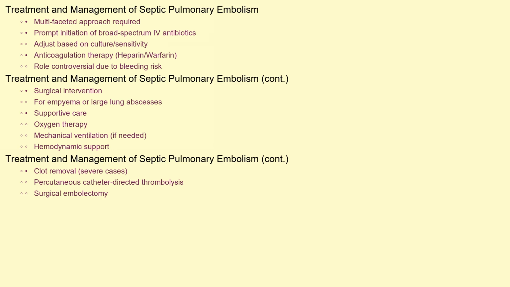Treatment and management of septic pulmonary embolism requires a multi-faceted approach. Prompt initiation of broad-spectrum intravenous antibiotics is crucial, with subsequent adjustments based on culture and sensitivity results. Anticoagulation therapy with medications like heparin or warfarin is often used to prevent further clot formation, although its role is controversial in the setting of infection and bleeding risk. Surgical intervention may be necessary in cases of empyema or large lung abscesses. Supportive care, including oxygen therapy, mechanical ventilation if needed, and hemodynamic support, is essential. In some cases, percutaneous catheter-directed thrombolysis or surgical embolectomy may be considered to remove the infected clots, but these are typically reserved for severe cases.